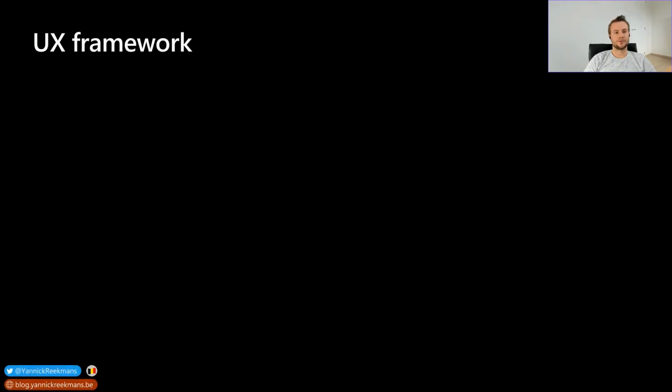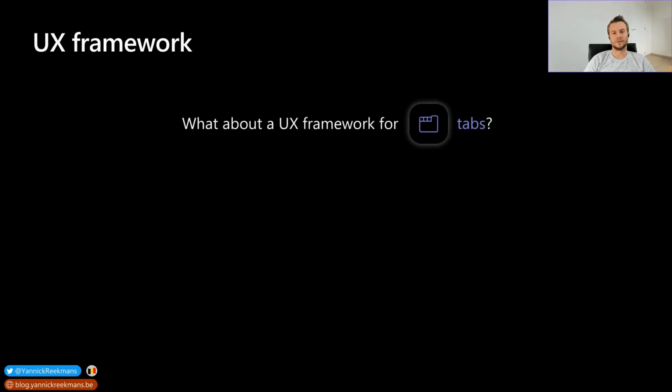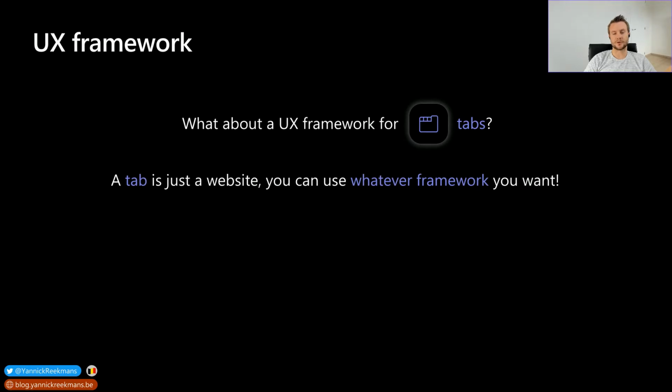We've got 3 of the 4 extensibility points covered, but what about a UX framework for Teams tabs? Well, a tab is just a website, so you can use whatever framework you want. You can use the framework that's provided by Google if you like their controls, or maybe there's some third-party framework that you've bought already, or you created your own control framework within your company with your own design guidelines or design tools, and it's fine. You can use whatever is available, whatever you're comfortable with.